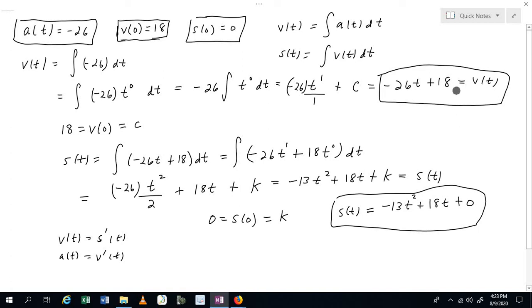So you could always go back and check this by taking the derivative of the position function and making sure it's the velocity function that you found here. And then you can take the derivative of that velocity function and make sure it's the acceleration function that they gave you initially.